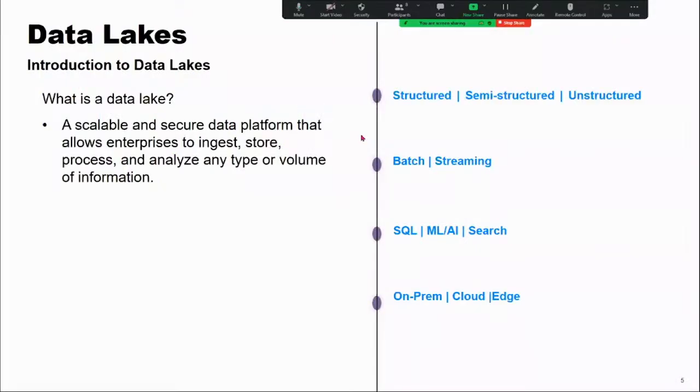Yes, we already know what a data lake is, guys. A data lake is a centralized repository to store or retrieve the data as per the business requirement. So what kind of data can we store, guys? You can see here.